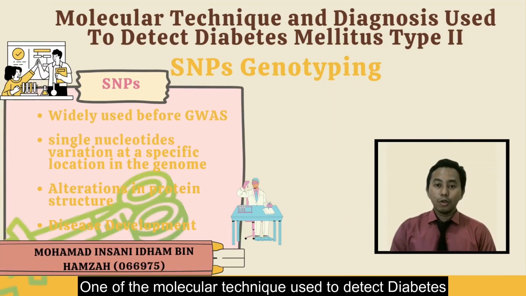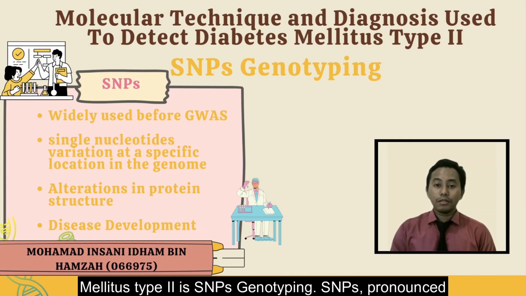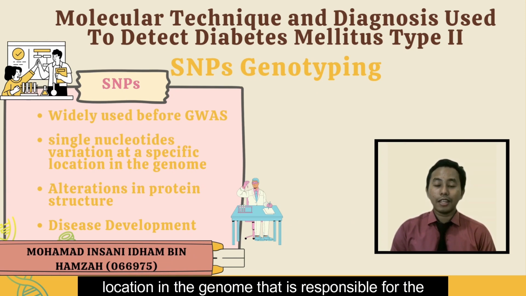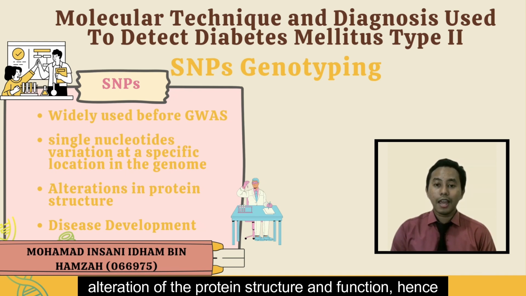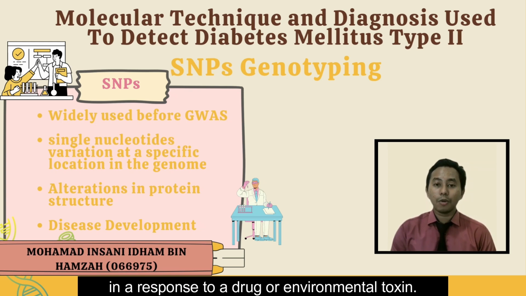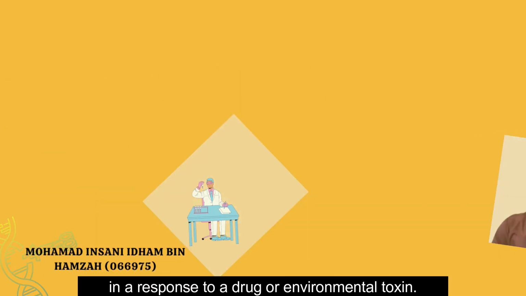One of the molecular techniques used to detect diabetes mellitus type 2 is SNP genotyping. SNP, pronounced as "snip", is a single nucleotide variation at a specific location in the genome that is responsible for the alteration of the protein structure and function, hence leading to the development of a disease or change in a response to a drug or environmental toxin.